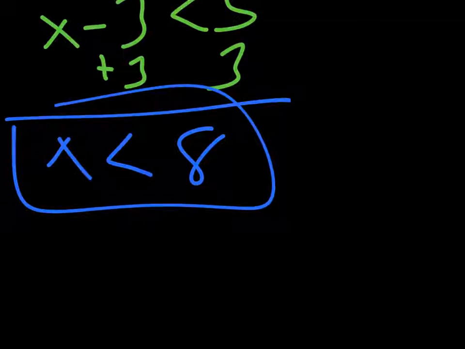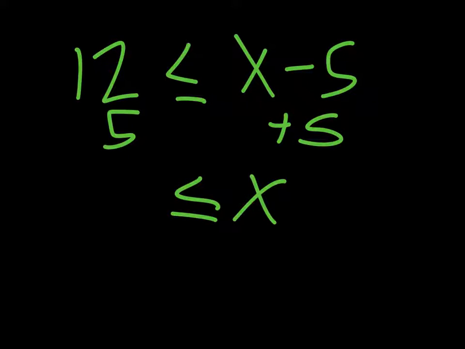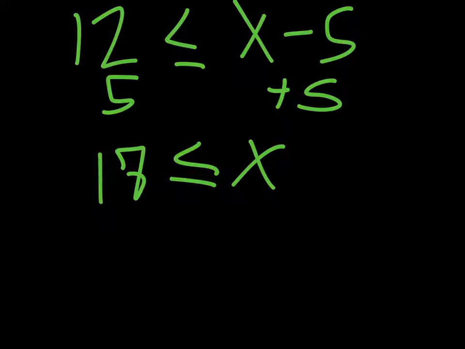Solution. Graph it like I showed you in the last section. Example 2. If I have 12 is less than or equal to x minus 5, add 5 to both sides. X is greater than or equal to 17. The way you always read it is from the variable to the constant. So you start here and then you end your way here.